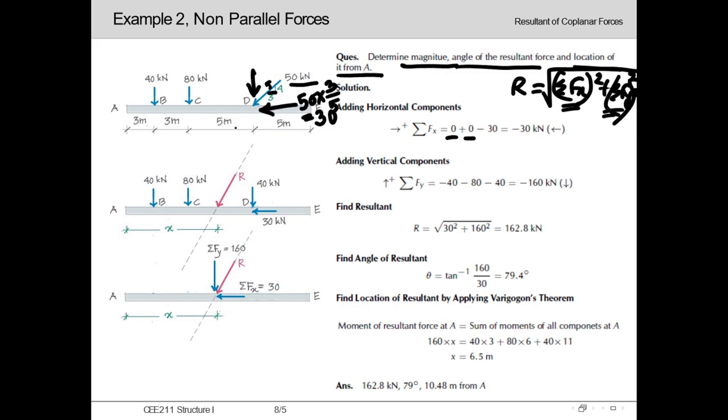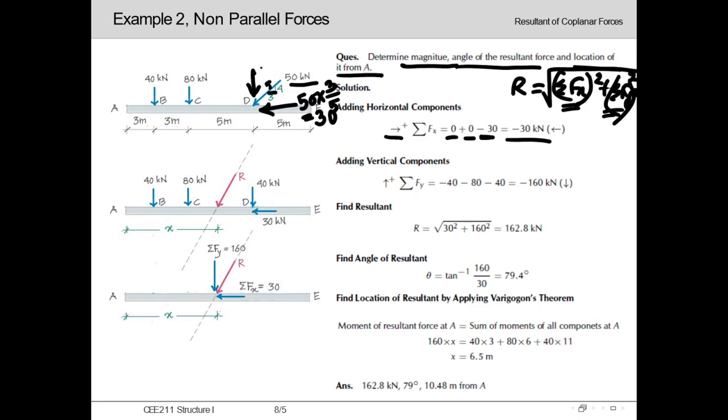So this 30 is acting leftward. We always consider rightward as positive and leftward as negative. So as this is acting leftward, it will be minus 30. So if we sum up the component of forces in x direction, it will be minus 30 kilonewton, which is acting leftward. In the same manner, let's calculate the y component.